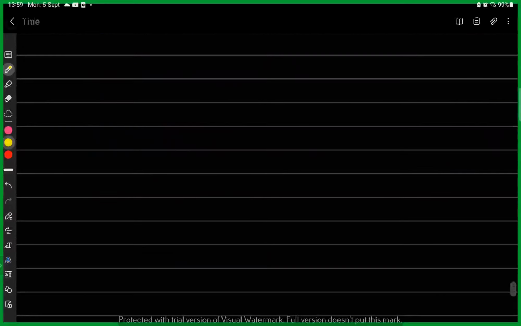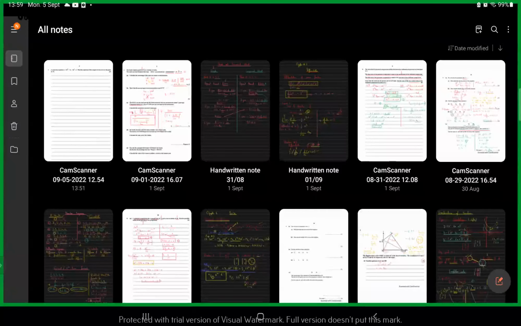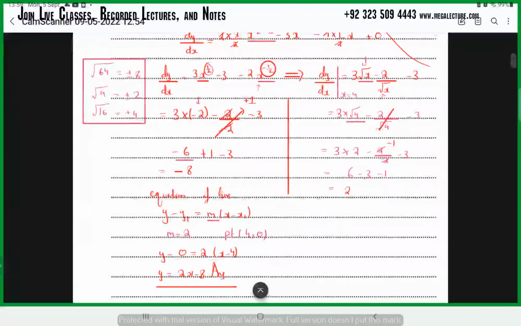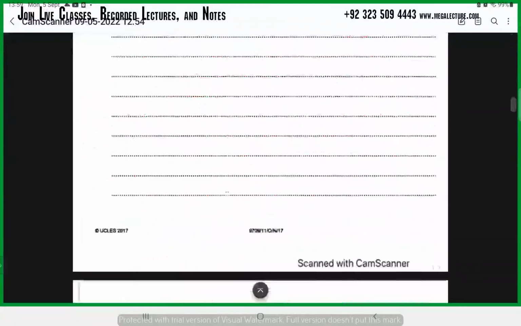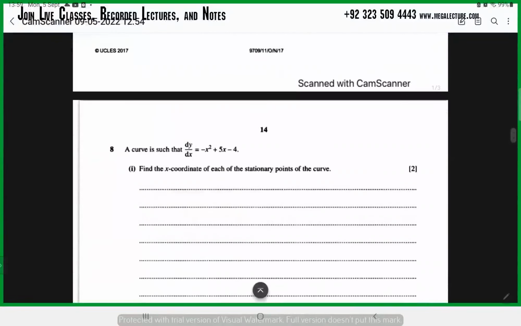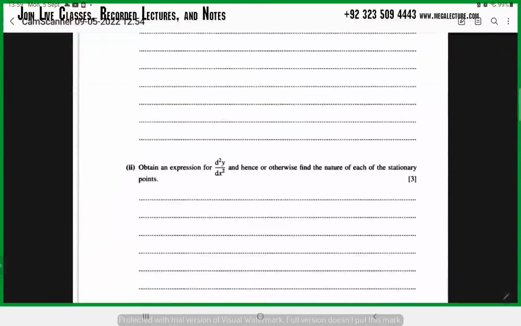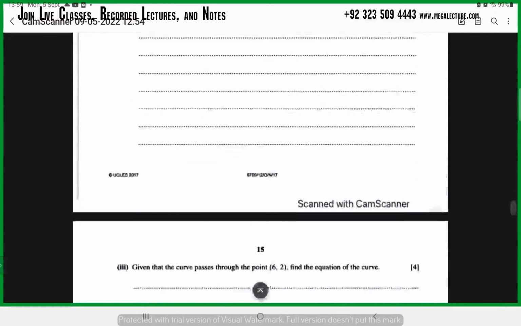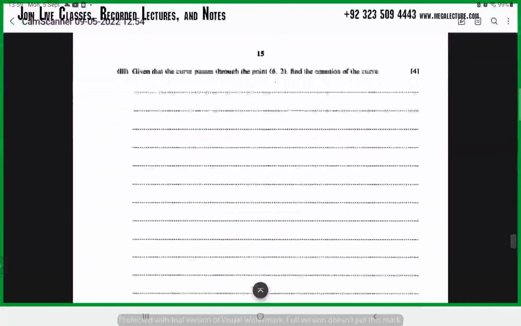Let me just open the past papers. Okay. After this, we had this question. No, okay, this part would be done later. The first one, the second one can be done. The third one, fourth one can also be done.